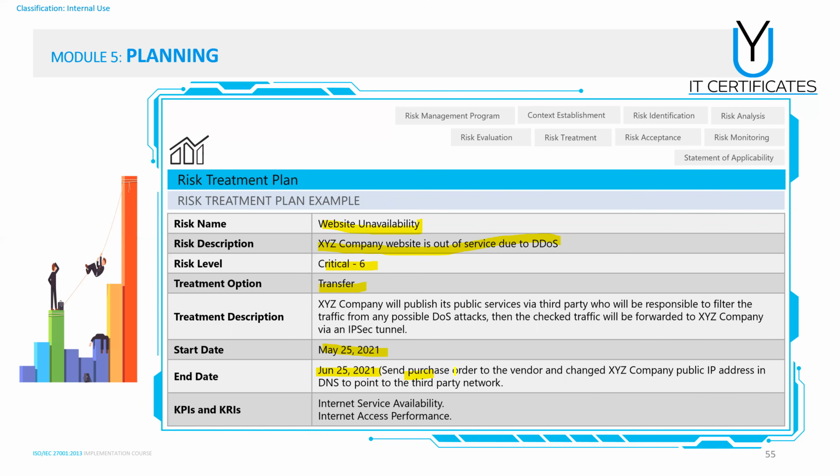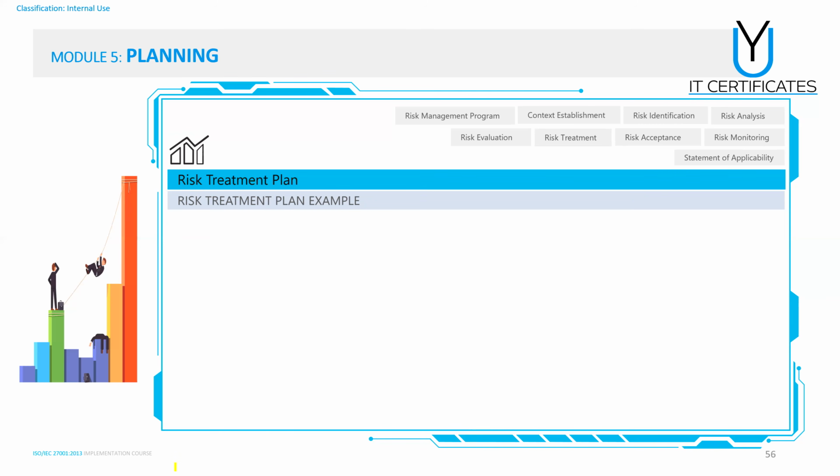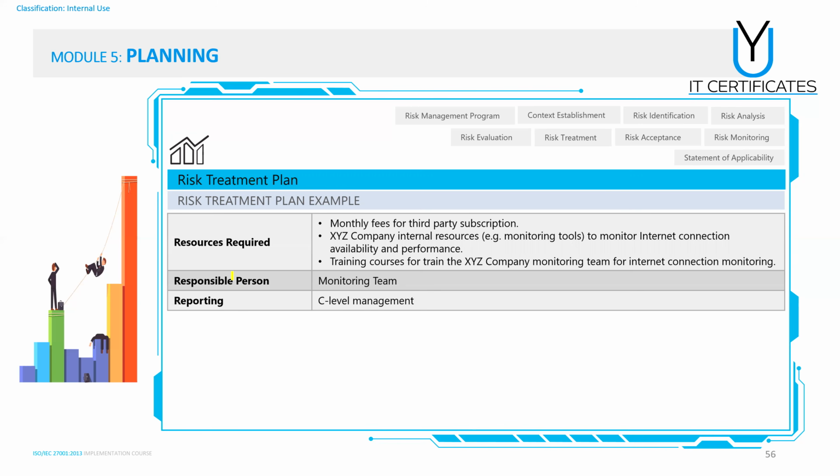We have to send the purchase order to the vendor. And what are the KPIs and KRIs? It will be internet service availability and internet access performance. What are the required resources? Monthly fees, XYZ company internal resources, monitoring tools to monitor the internet connection, availability, and performance, and training courses to train the XYZ company monitoring team for internet connection monitoring. These are the resources required to implement the controls to mitigate this risk.